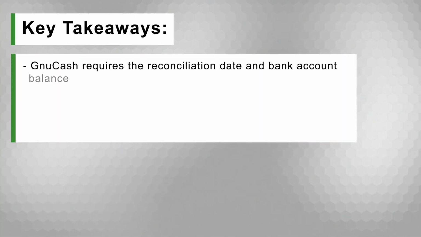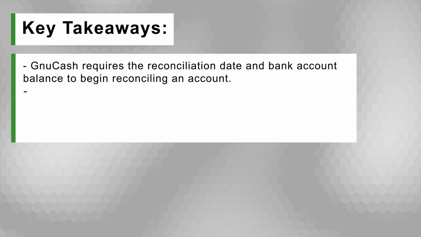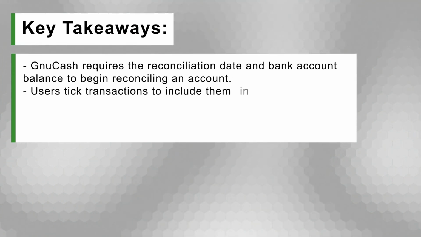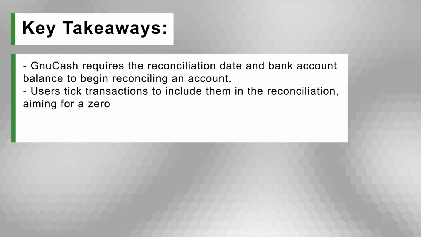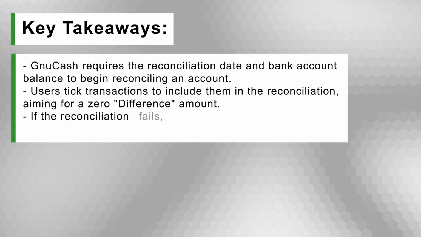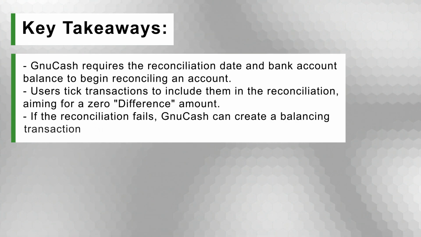In this answer, it's explained that GnuCash needs the reconciliation date and bank account balance to start reconciling. Users select transactions to aim for a zero difference. If reconciliation doesn't work, GnuCash can create a balancing transaction to fix any issues.